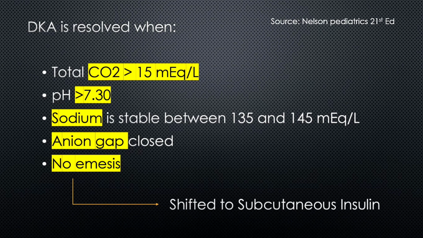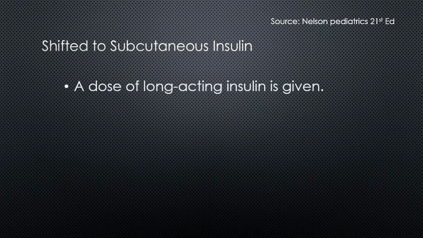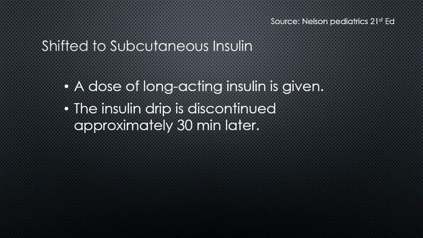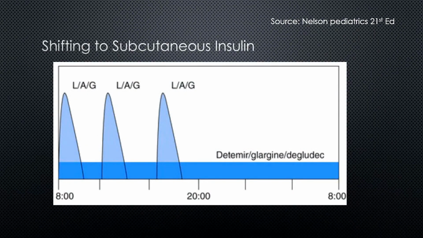Then the patient is shifted to subcutaneous insulin. This shifting to subcutaneous insulin is done with a long-acting insulin. The insulin drip is discontinued approximately 30 minutes later. Frequent, every 2 to 3 hours, short-acting insulin boluses may be given until ketosis resolves. The shifting to subcutaneous insulin is done with short-acting insulin in a basal bolus regimen. The basal bolus regimen is not to be covered in this video but would be covered in subsequent videos.